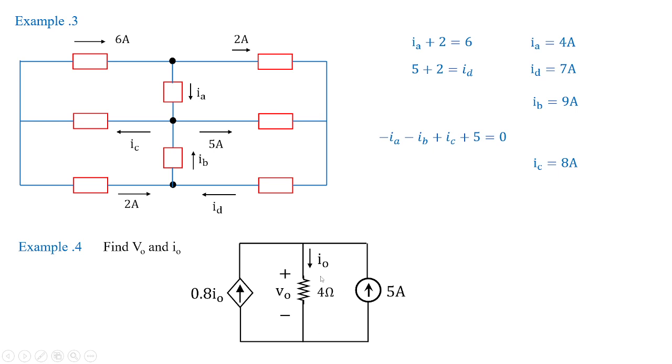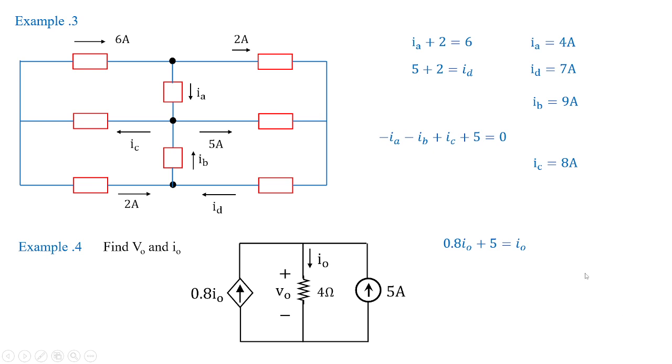So what is the important catch over here? That voltage in a parallel circuit, this 5 amperes, this 4 ohms, and 0.8 i0 current dependent current source all are in parallel. So for that, voltage will always be the same, that is the v0. Okay, so here you can see at this particular node, which is in the parallel combination, 0.8 i0 it is incoming. Okay, 5 amperes is also incoming, which is equal to the current i0. Is this clear? This is the KCL applied to this particular node.